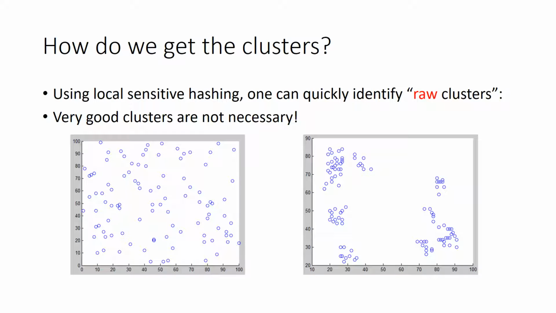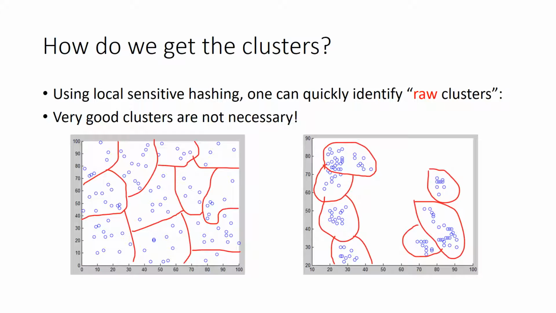So how do we get the clusters? Using the LSH algorithm, we can quickly identify raw clusters, because here we only need very raw information of the clusters. Very good clusters are not necessary for our algorithm.